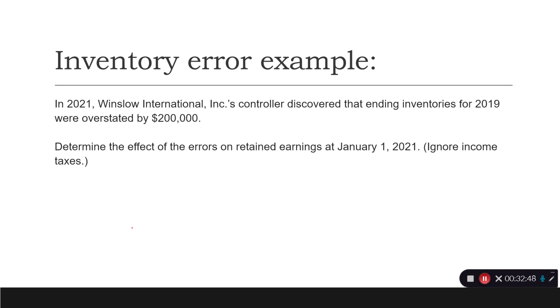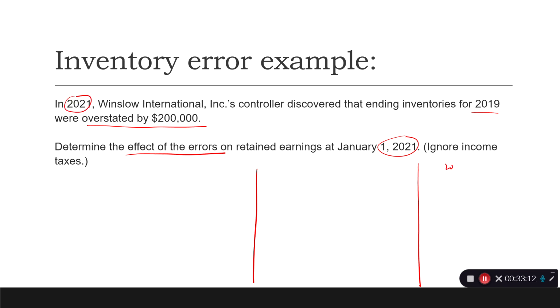In 2021, Winslow International Inc.'s controller discovered that the ending inventory for 2019 was overstated by $200,000. Determine the effect of the error on retained earnings on January 1st of 2021. That means what is the ending effect on retained earnings in 2020, right? And this mistake was made in 2019.